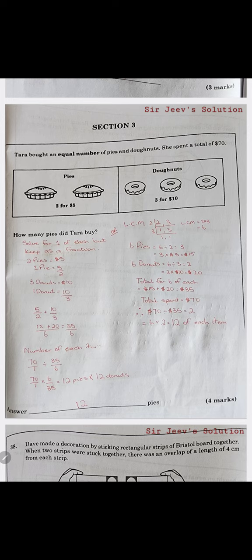And then 6 donuts will be 6 divided by 3 because it sells in groups of 3. Then we get 2 groups of 3. So 2 multiplied by 10 is $20. Therefore, the total for 6 of each item will be $15 plus $20, which is $35. Looking at this, we see that the total spent is $70. So 70 divided by 35, we get 2 sets of that, which means she purchased 6 multiplied by 2, which means 12 of each item. 12 pies, 12 donuts, which is double the amount, right?